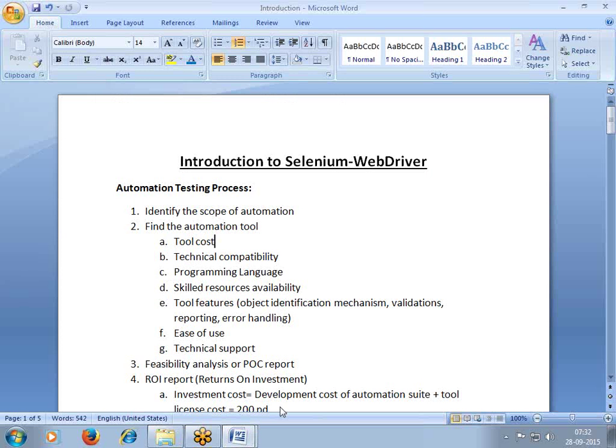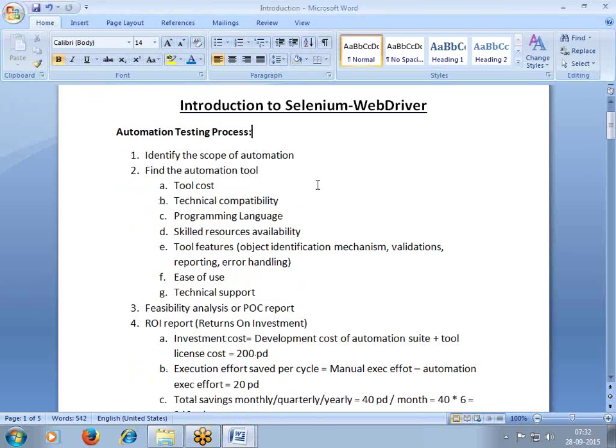Now let us go with the introduction to Selenium. See, introduction to Selenium WebDriver. Before discussing that, let us start with automation testing. What is automation testing? What is the automation testing process?